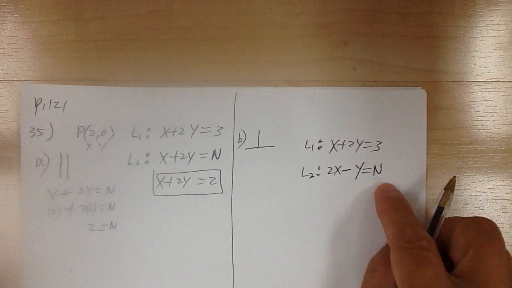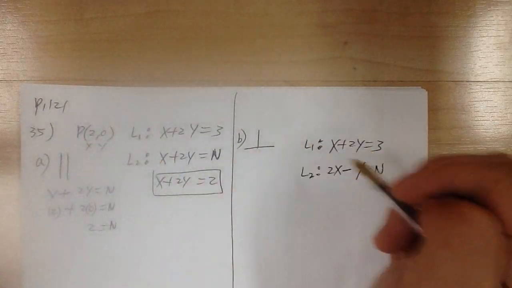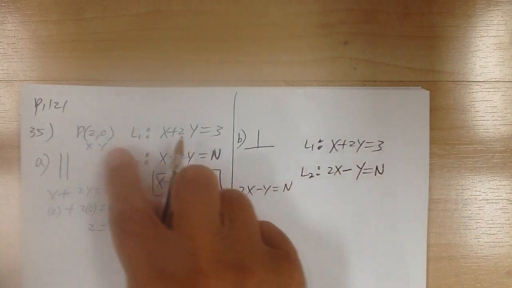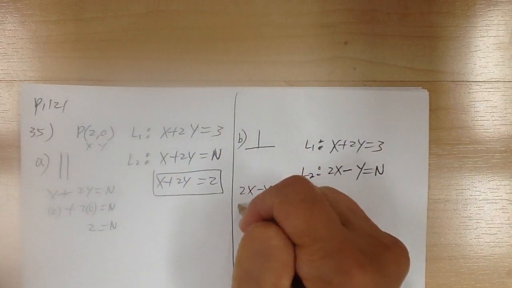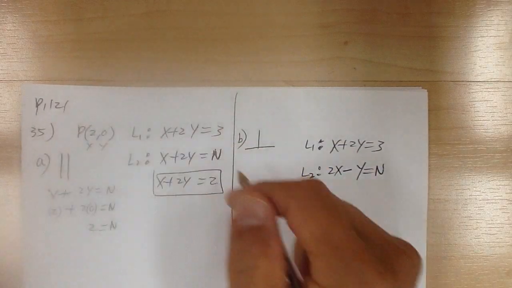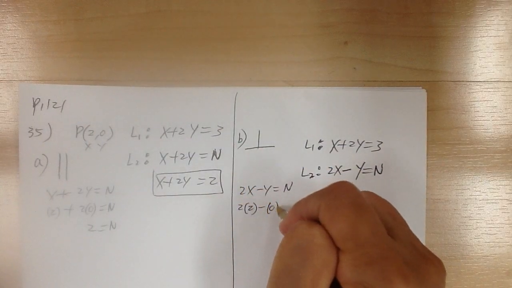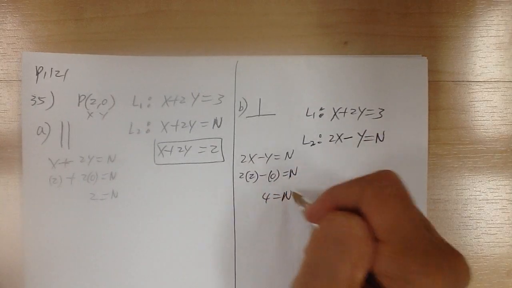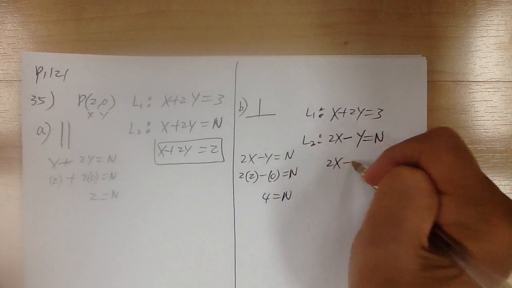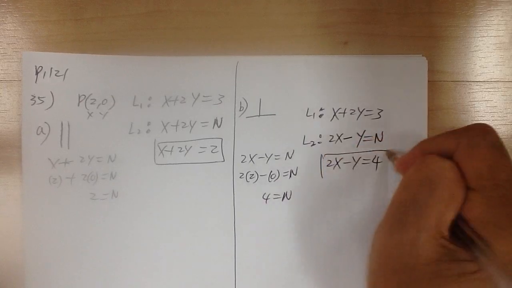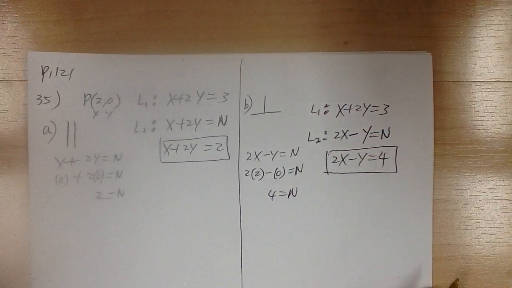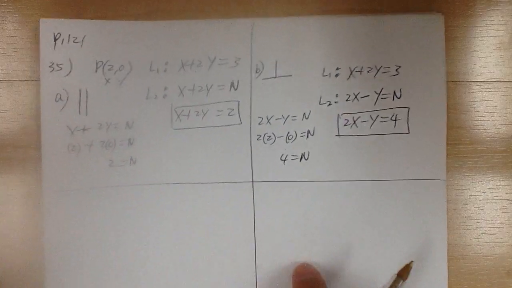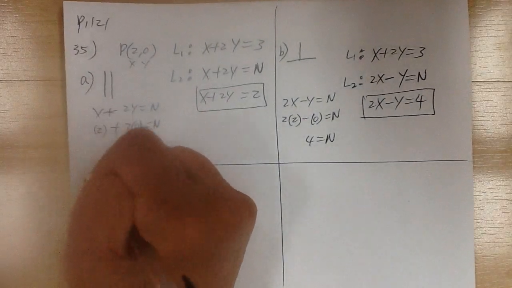Now to figure out what this number is, again, you have to use this point. So go off to the side, you got 2x minus y equal to a number, and then you put x equal to 2 and y equal to 0 in here. So you're going to get 4 equal to the number, so n equal to 4. Therefore, you're going to get 2x minus y equal to 4. Okay, let's go to number 37.